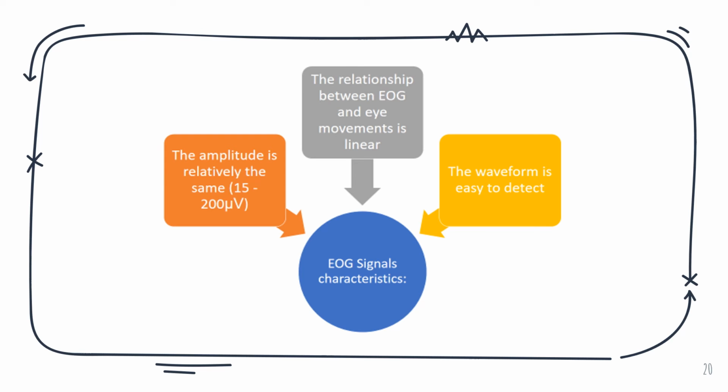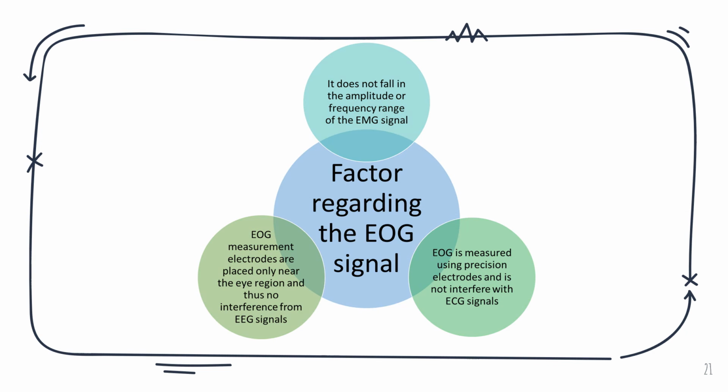First, the amplitude is relatively the same, 50 until 200 microvolt. Second, the relationship between EOG and eye movement is linear. And the third one is the waveform is easy to detect. So these are the factors regarding the EOG signal. First, it does not fall in the amplitude or frequency range of the EMG signal. Second, EOG measurement electrodes are placed only near the eye region and thus there is no interference from EEG signal. Third, EOG is measured using precision electrodes and does not interfere with ECG signals.